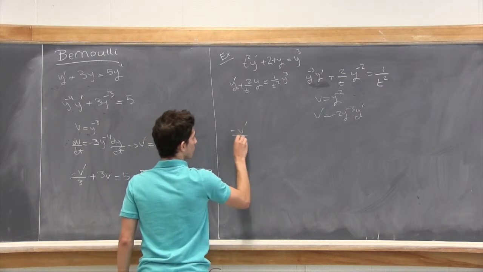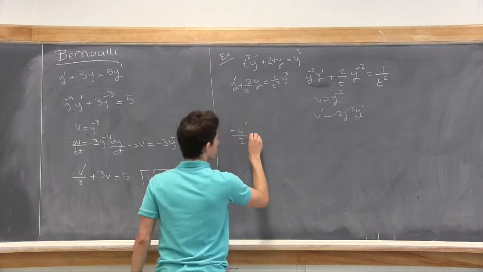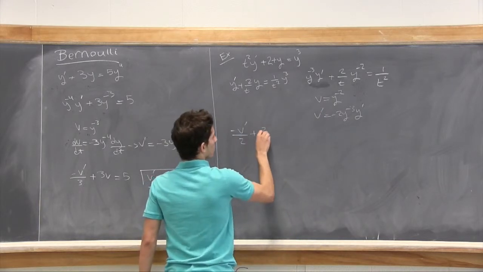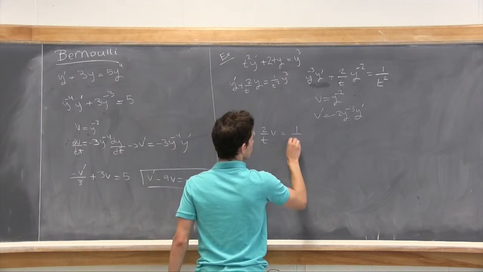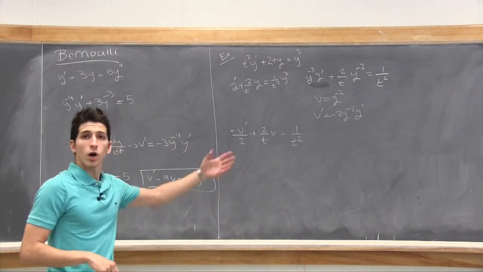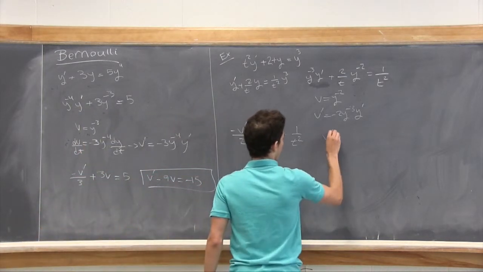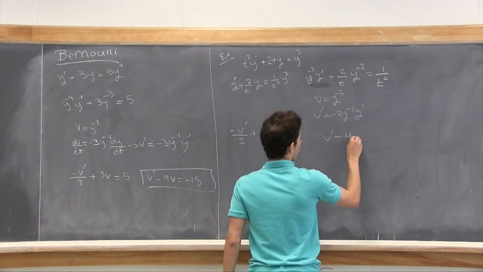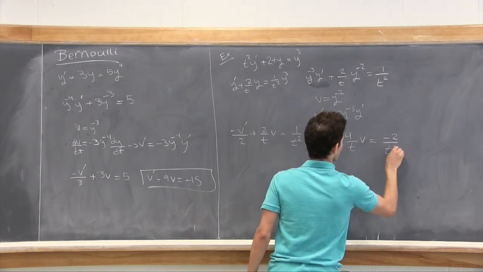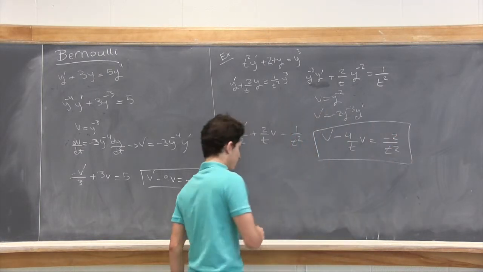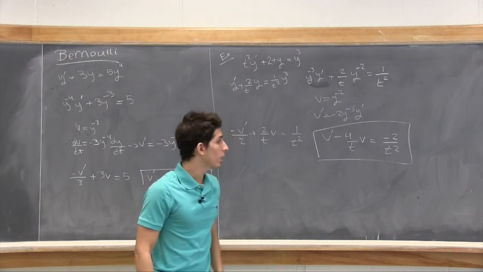So then 2 over t times y to the minus second is just 2 over t times v. Then my 1 over t squared is just 1 over t squared. Right, so I can multiply both sides by minus 2 and get v prime minus 4 over t v is equal to minus 2 over t squared. And that equation is very simple and linear in v, and we can solve it very easily.